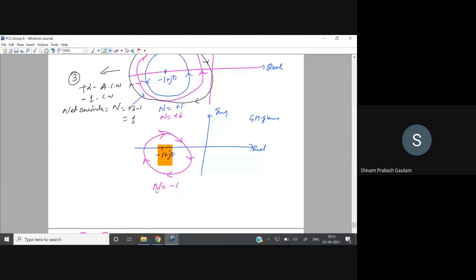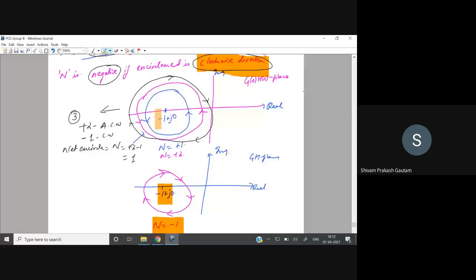We have seen here there are 3 encirclements. 2 are in anti-clockwise direction and 1 in clockwise direction, so -1 plus 2. So net encirclement is equal to +1. Have you understood what N is? Yes, sir, understood. Is it the total number of encirclements? Yes, total number of encirclements.